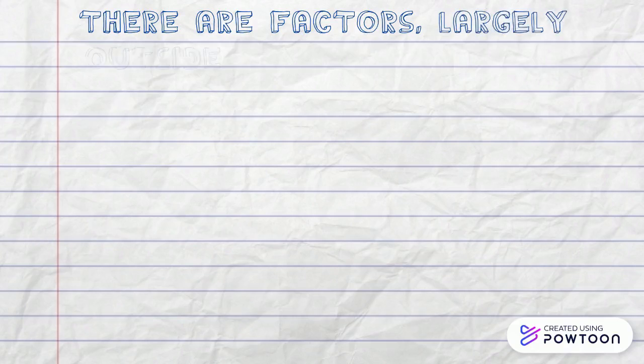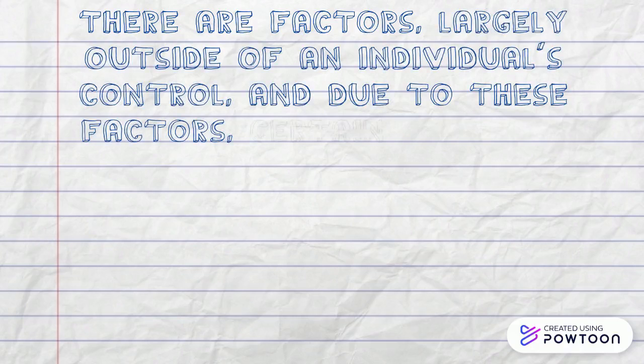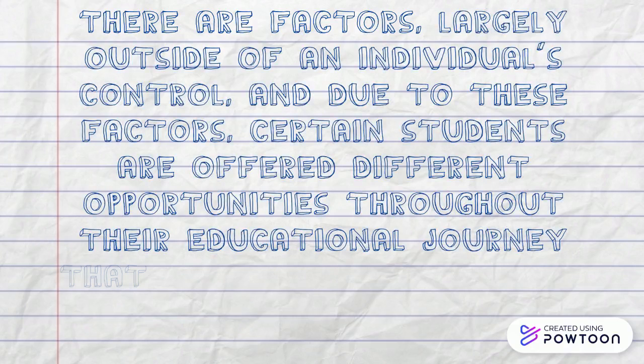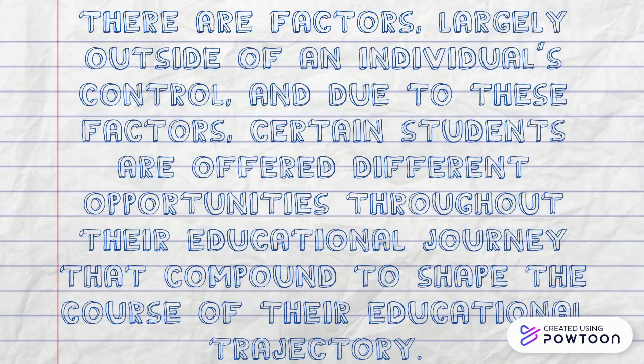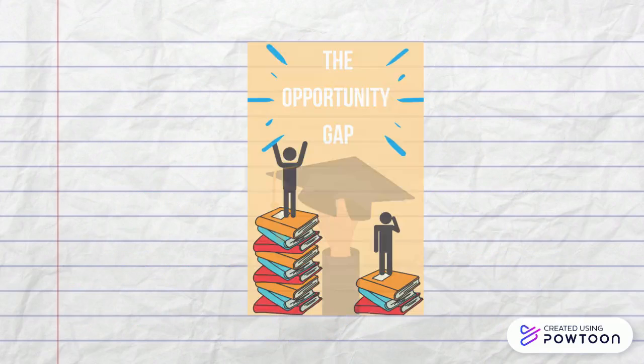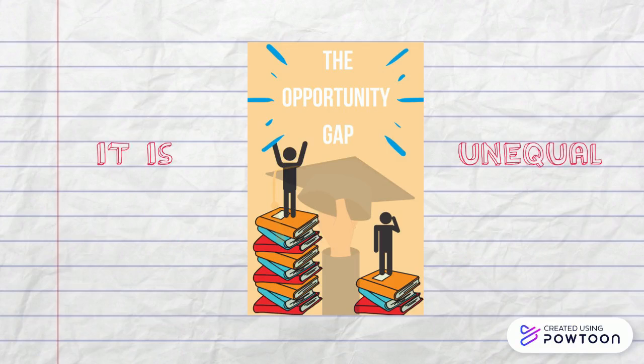There are factors, largely outside of an individual's control, and due to these factors, certain students are offered different opportunities throughout their educational journey that compound to shape the course of their educational trajectory. To put it more simply, some students will be offered more opportunities throughout their educational careers than other students. It is unequal, hence the gap.